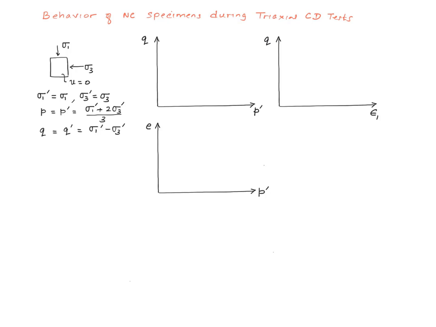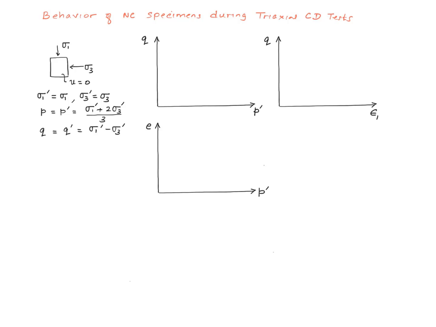Everybody remembers what CD stands for? C for consolidated, D for drained, right? So there will be no pore water pressure in the specimen during either the consolidation or the shearing phase of this triaxial test. And therefore sigma 1 prime equals sigma 1, sigma 3 prime equals sigma 3.